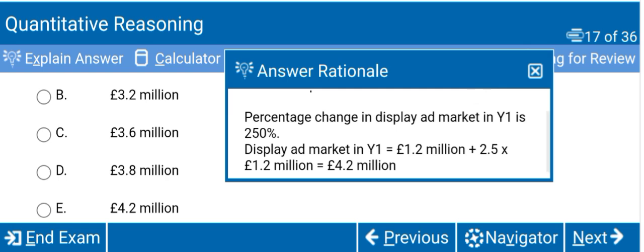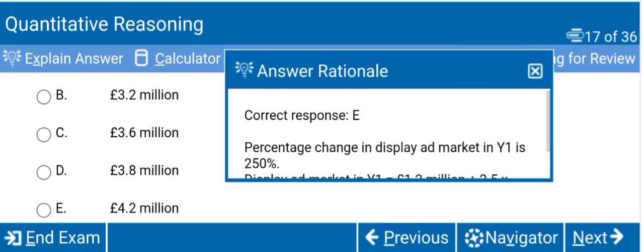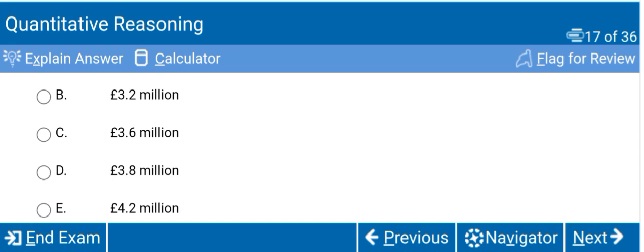As a percentage change in display ad market in year 1 is 250%. Display ad market in year 1 equals 1.2 million pounds plus 2.5 multiplied by 1.2 million pounds, which is equal to 4.2 million pounds. So that's how we can say the correct option is option E.